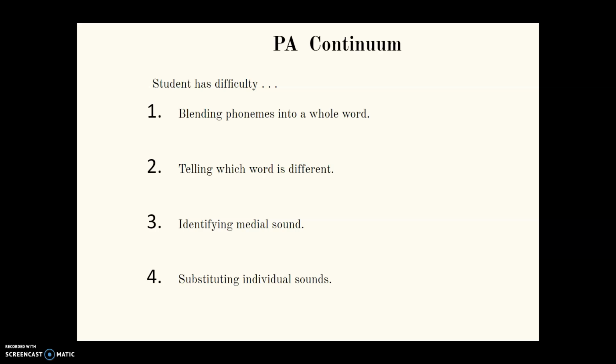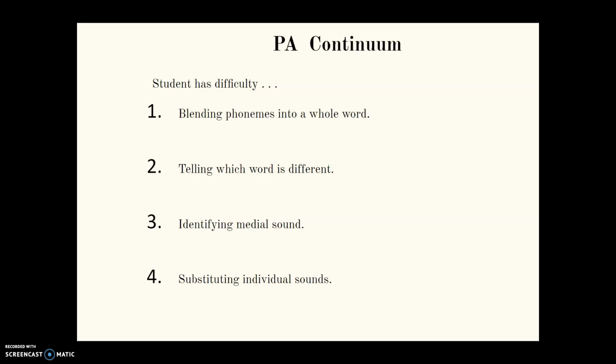So on this continuum, you'll have students who have challenges or difficulties. Some of those difficulties include blending phonemes into a whole word, telling which word is different, identifying medial sound, and substituting individual sounds. So if a student is having trouble blending phonemes, you want to start with blending two separate phonemes. If that's too difficult, practice blending onset rhymes.